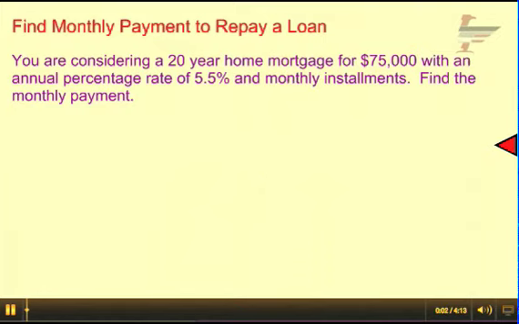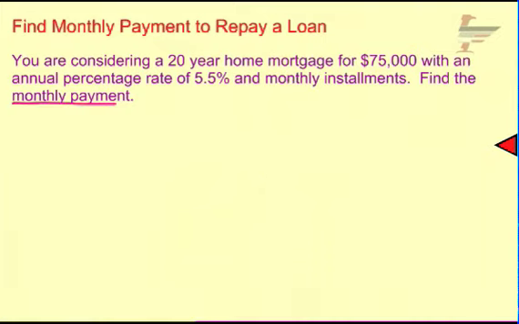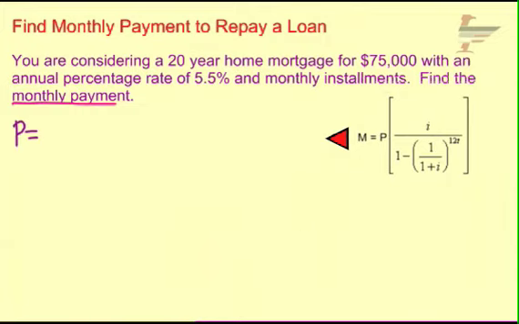The problem is asking us to find the monthly payment for a loan. If we're looking to find the monthly payment for a loan, we want to be using this equation over here, where let's go ahead and identify our values. Now the P value is the amount we're borrowing, and we look at the problem, we're borrowing $75,000.